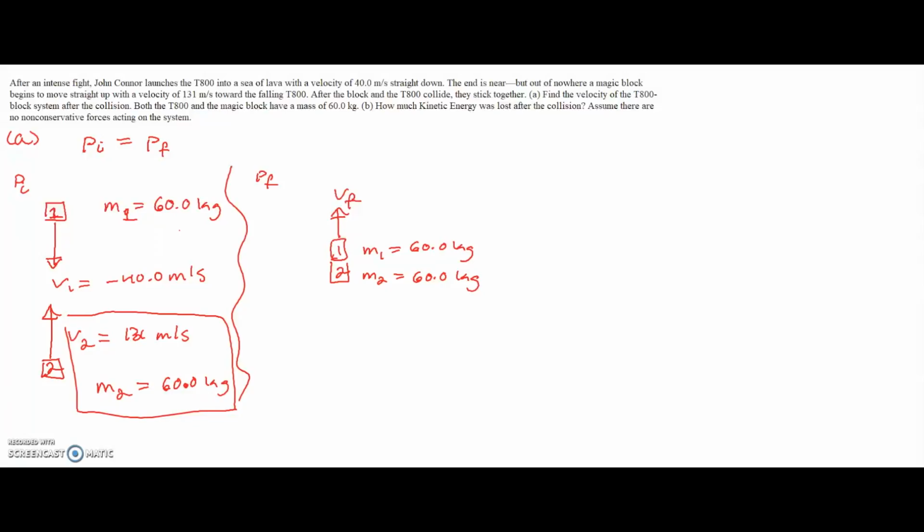And so because we have that momentum initial equals momentum final, we can write out our momentums for before and after the collision. So before the collision, the T800 and the magic block have momentums. So mass 1 times its initial velocity, or velocity 1. Same thing for the magic block. And so afterwards they stick together, so they're going to share the same final velocity, or VF.